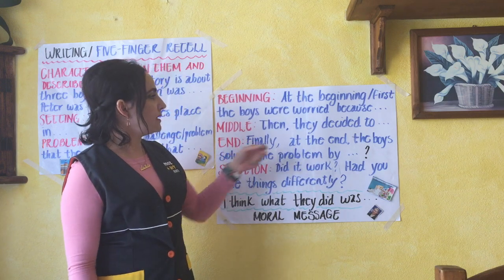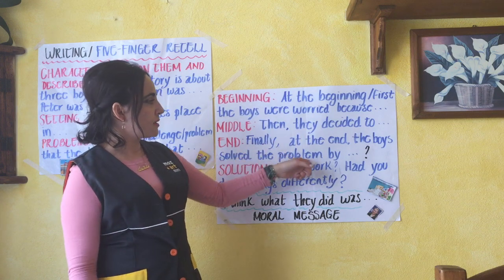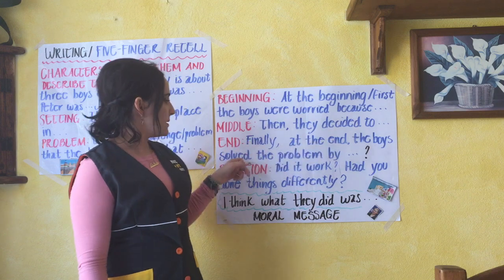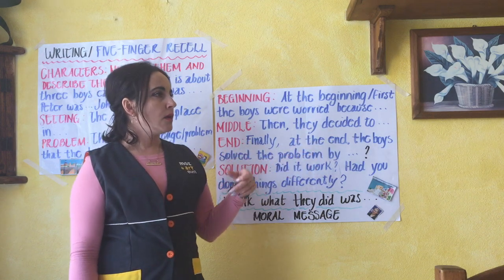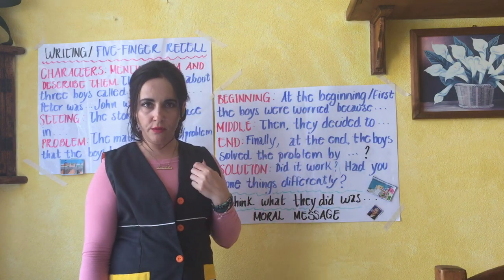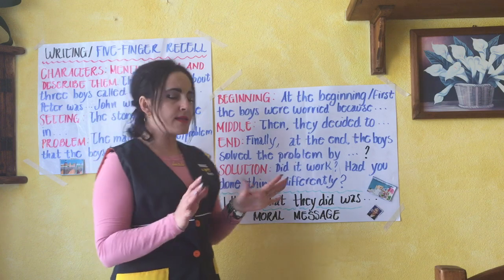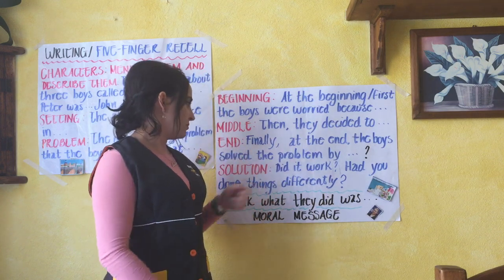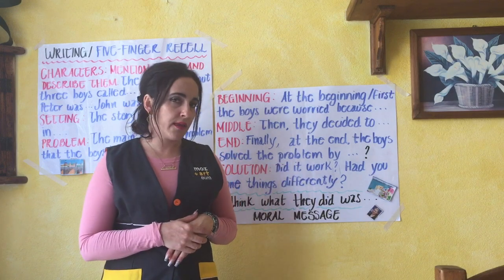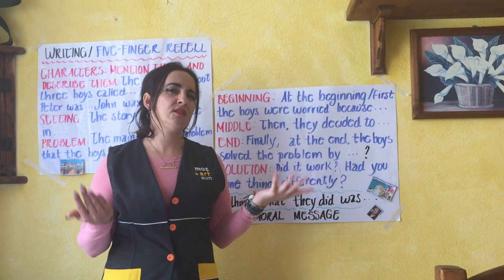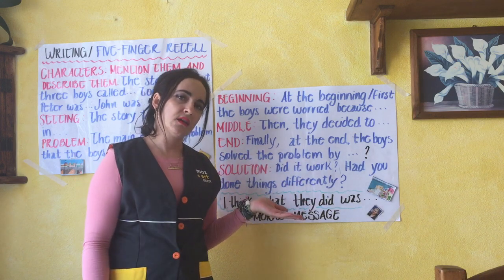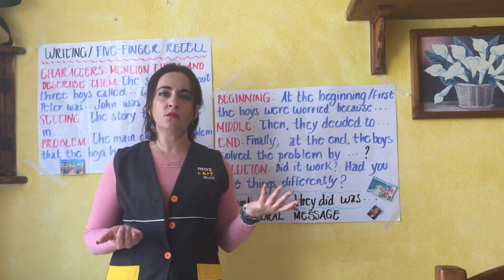So you use finally at the end: the boys solved the problem by doing what? Finally, the boys solved the problem by learning to work together. For example, that's the ending of the story. And the last thing that you have to talk about is the solution. Did the solution work? Would you have done things differently? What would you have done if you were in their place? It's like the moral message of the story.